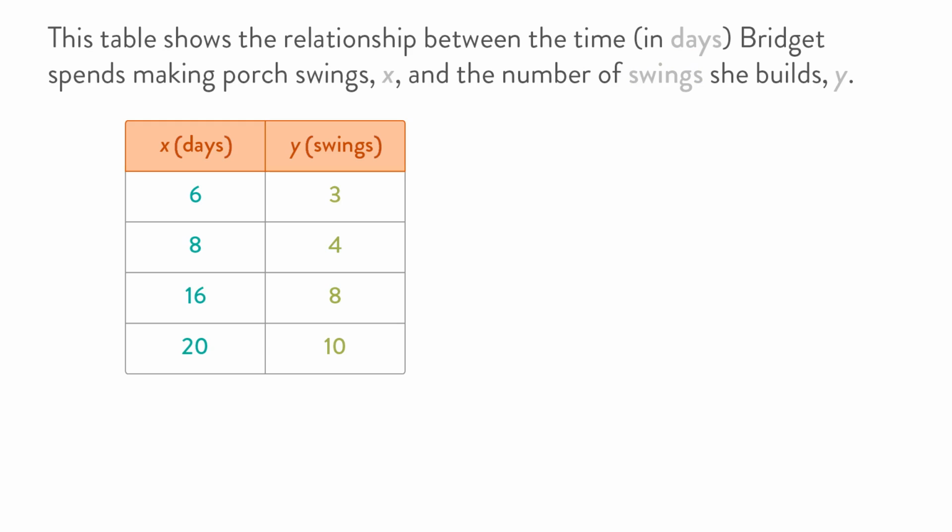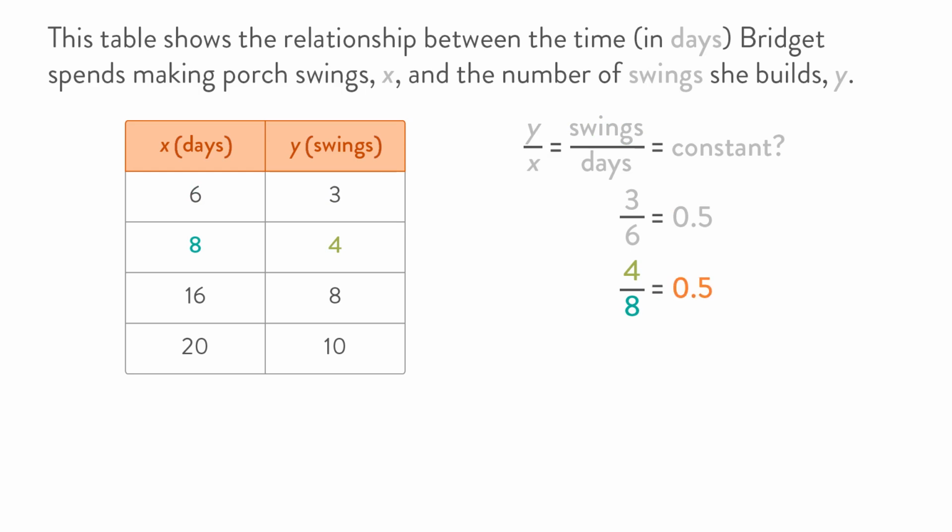To determine whether the variables have a proportional relationship, we need to calculate the ratio of swings to days for each row in the table. If these ratios are the same, the relationship is proportional. 3 swings over 6 days equals 0.5. 4 swings over 8 days equals 0.5. 8 swings over 16 days equals 0.5. And 10 swings over 20 days also equals 0.5.